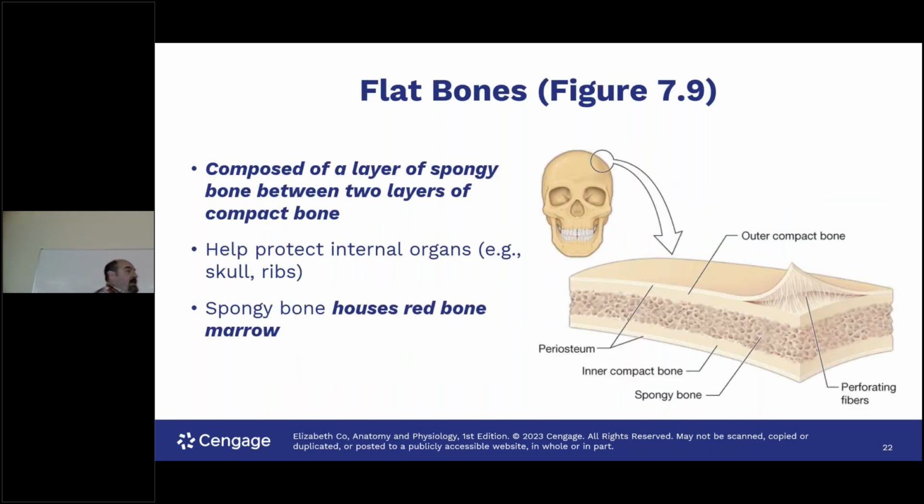Flat bone. Now, flat bone, think of it like a sandwich. Unfortunately, I think about a lot of things like food, but really it's a sandwich though, because what happens? You see the periosteum with the perforating fibers, see the examples right there. But then you're going to see that there is compact bone and then spongy bone sandwiched between compact bone.